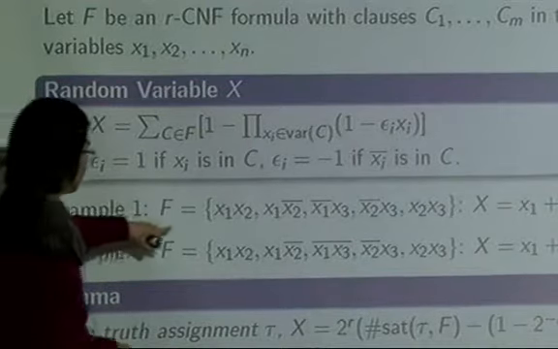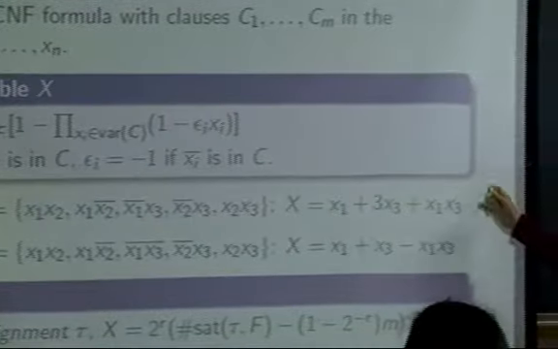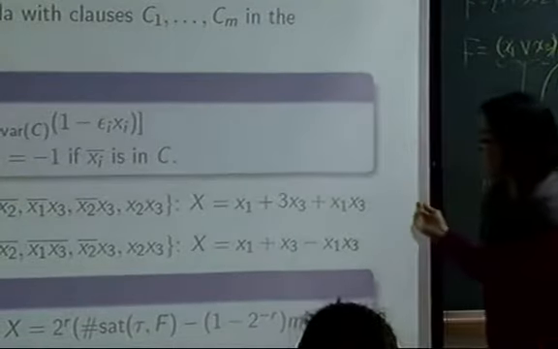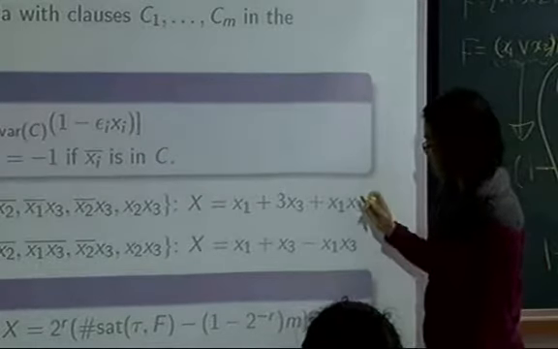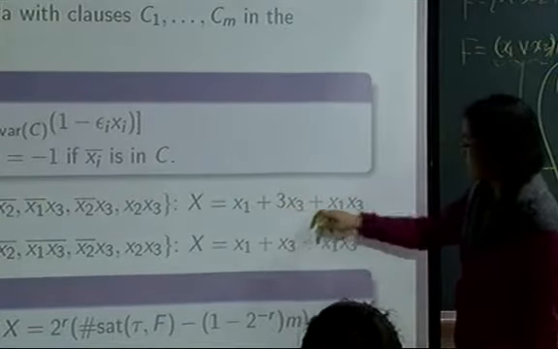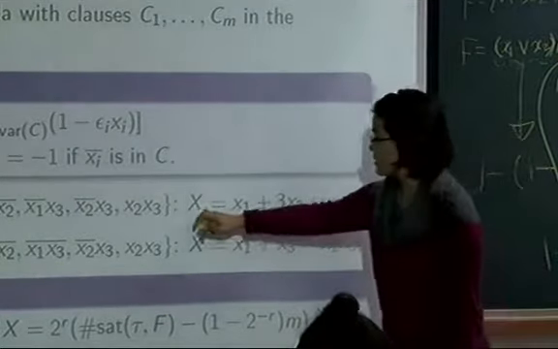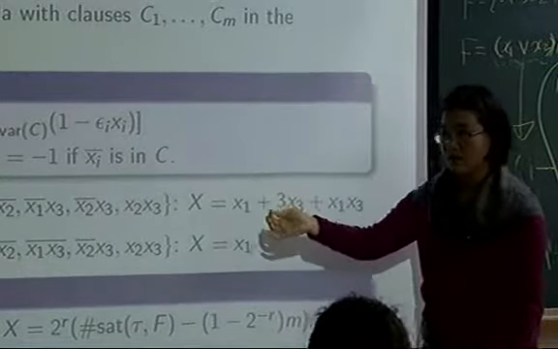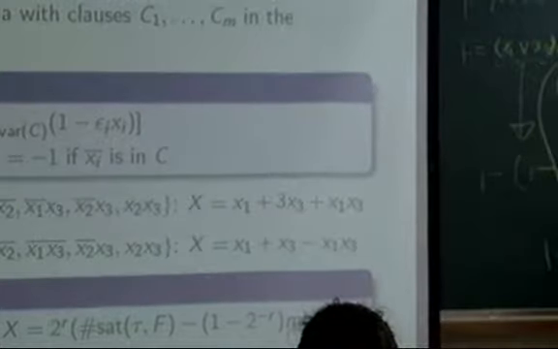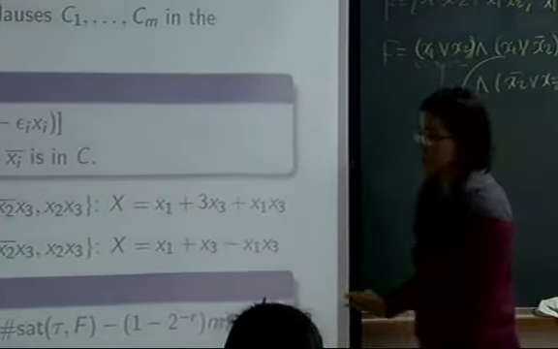Okay, so if you have a formula something like that, then x can be represented like this. So what information does it give? If we set x1 equal 1, x3 equal 1, then everything becomes positive, and x becomes 5. And what it means is that we can satisfy extra x divided by 4 clauses.